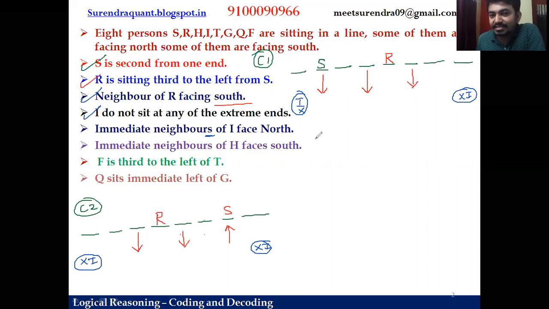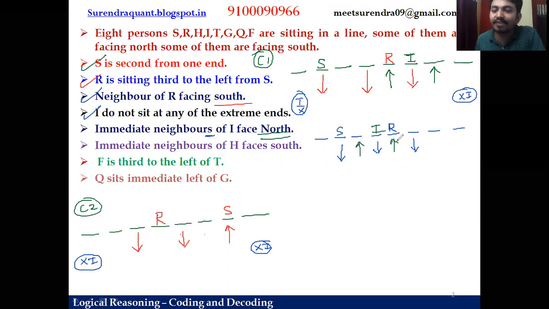Let us draw one more such case. 1, 2, 3, 4, 5, 6, 7, 8. Let us place the same data here. Yes, S facing south. First left, second left, third left is R, and neighbors of R are facing south. Now I can take 2 positions, 2 possibilities for the person I. If I take I in this case, the immediate neighbors of I are facing north. So now these two are the neighbors of I. These 2 persons are facing the north direction. Or else, if I take this as I, these 2 persons are facing north. Either way, you can consider.